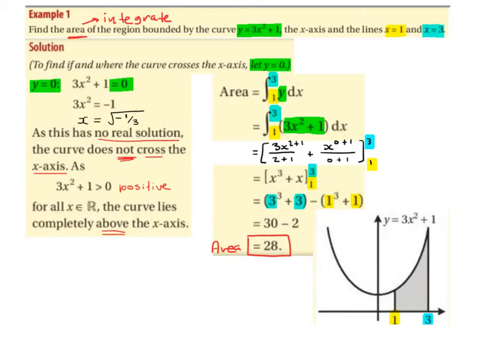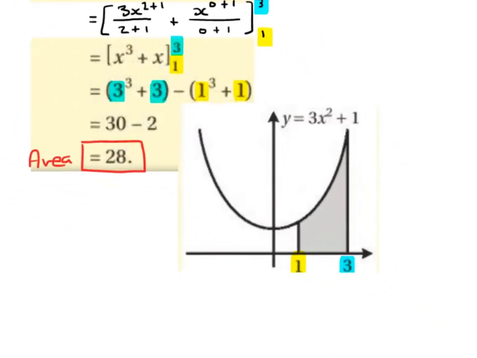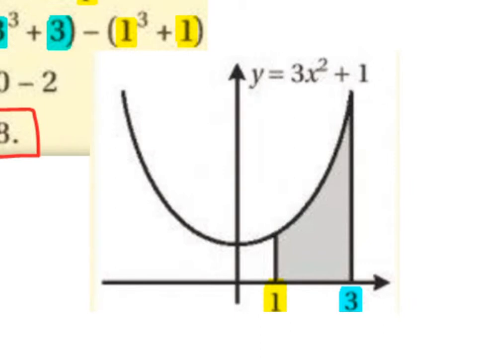So if we have a look at our graph, here's the x-axis, here's the y-axis, and here is our curve, 3x squared plus 1. And we can see that our curve lies completely above the x-axis. So this is the point 1 on our x-axis, this is the point 3 on our x-axis. So we're interested in the area between the curve and the x-axis between the points 1 and 3. So we're interested in this grey area.